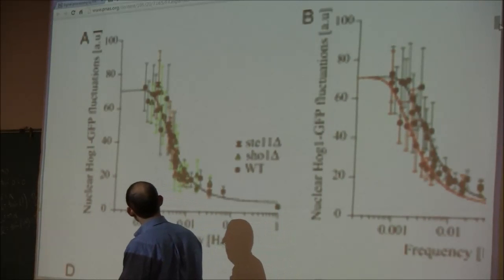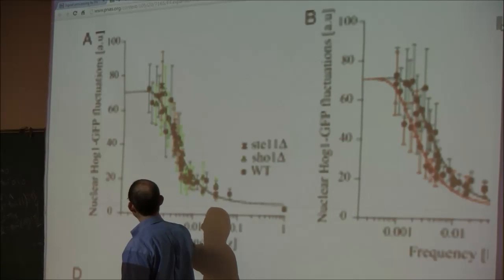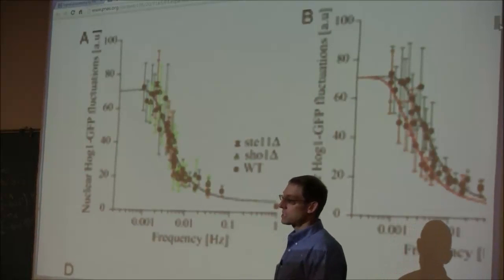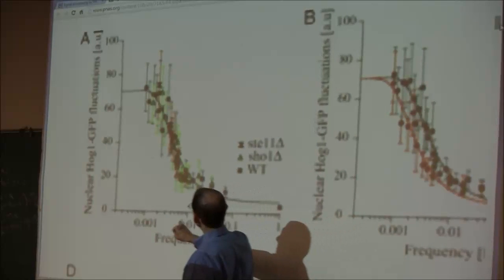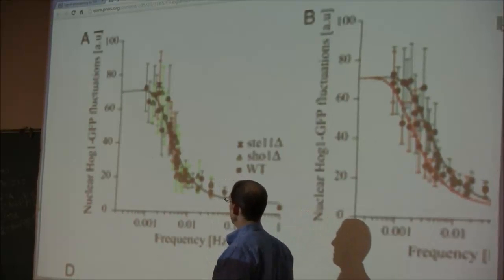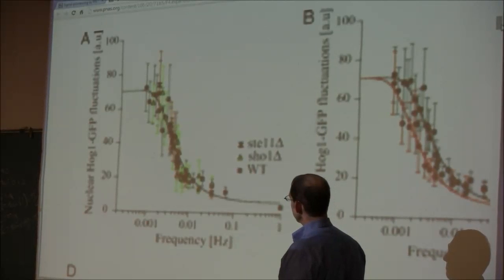And 0.001 hertz. So that is 1 every 1,000 seconds. So 1,000 seconds is like 1 every 16 minutes. So here, this is a 16-minute switching square wave. Here, this is a 5 or 10 second switching square wave.